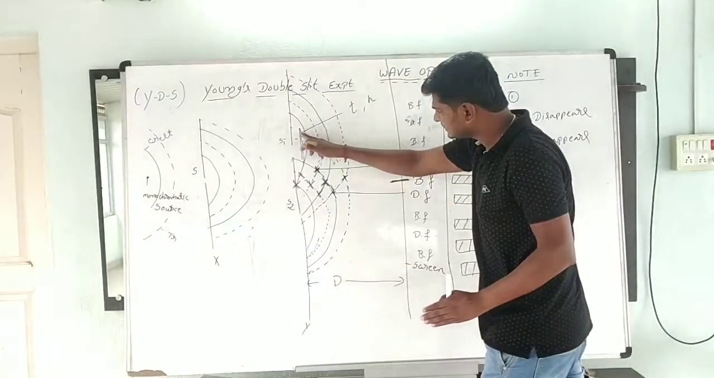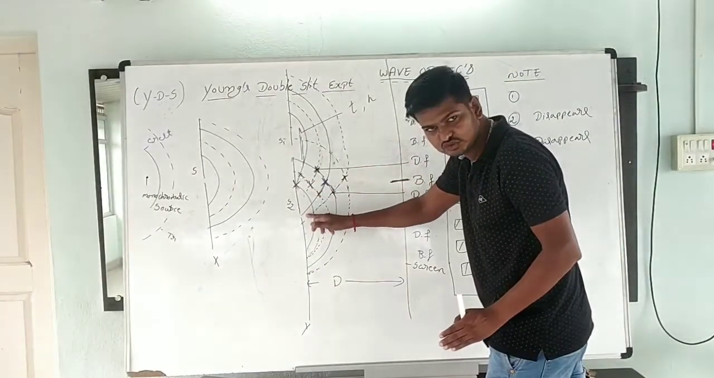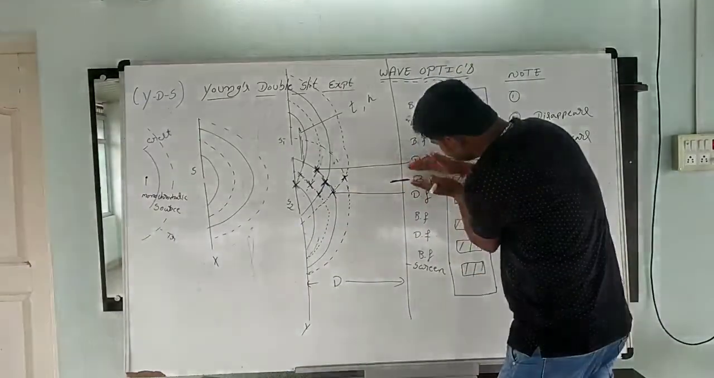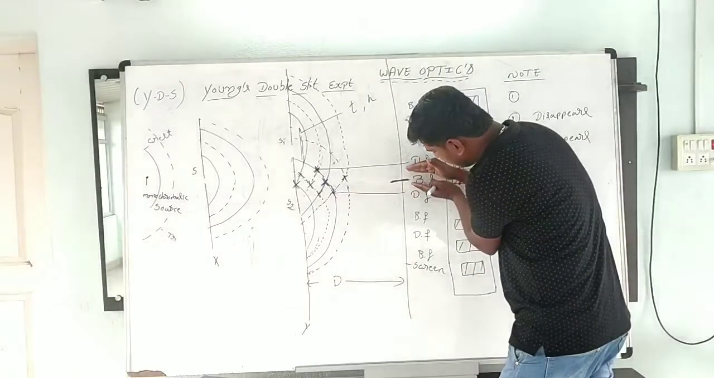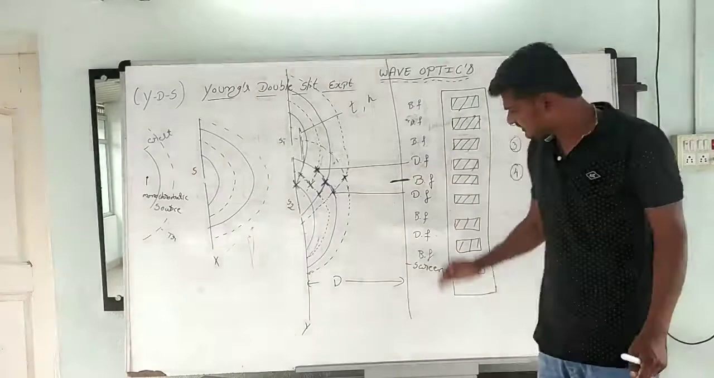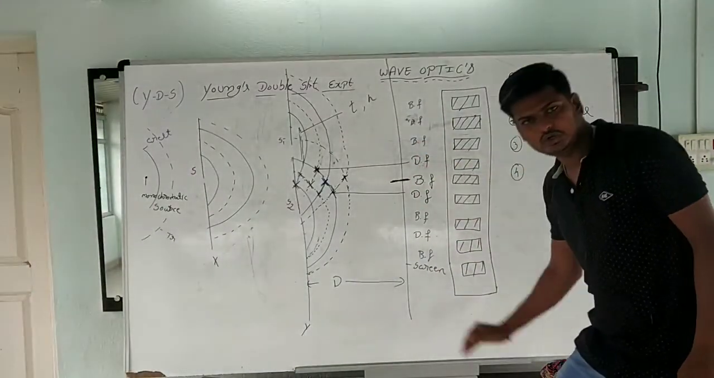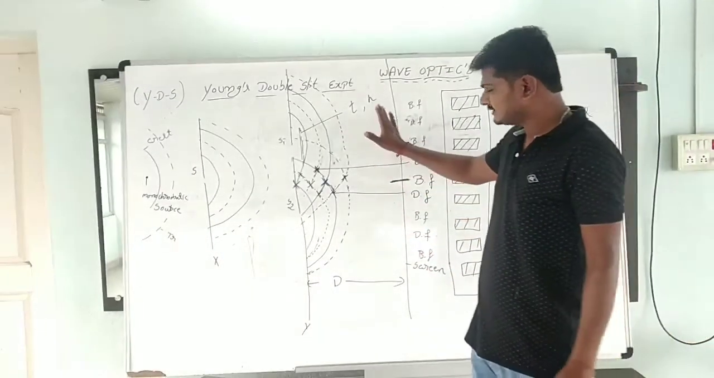Again, when I am going to place a thin transparent sheet in front of S2, in the path of S2, the fringe pattern shifts downwards. This is an entire fringe pattern shift downwards. Clear? This is a simple one.